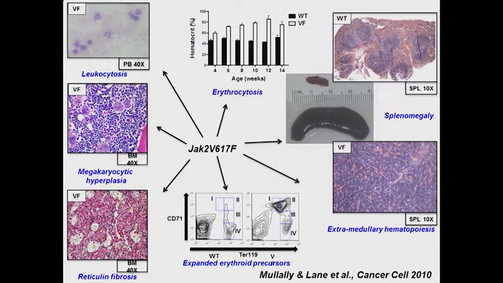They have expanded committed erythroid precursor cells in the spleen, as you can see here. These are CD71, TER119 double positive cells. They demonstrate leukocytosis. They have marked megakaryocytic abnormalities, and they develop transformation to reticulin fibrosis with long latency, analogous to the fact that typically patients with PV who develop fibrotic transformation do so after decades of having PV. So we think this is a nice model and recapitulates the human disease very closely.